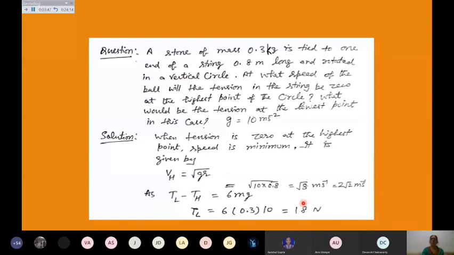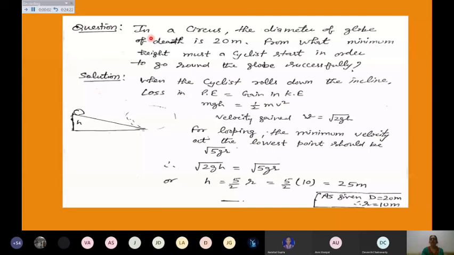Next question. Of course, these can be asked as application or conceptual problems also. If in a circus the diameter of the globe is 20 meter, they may say diameter is d, or radius r, then from what minimum height must a cyclist start in order to go round the globe successfully? He is willing to go around, that is the death circle. Then what should be the minimum velocity with which the person should come?